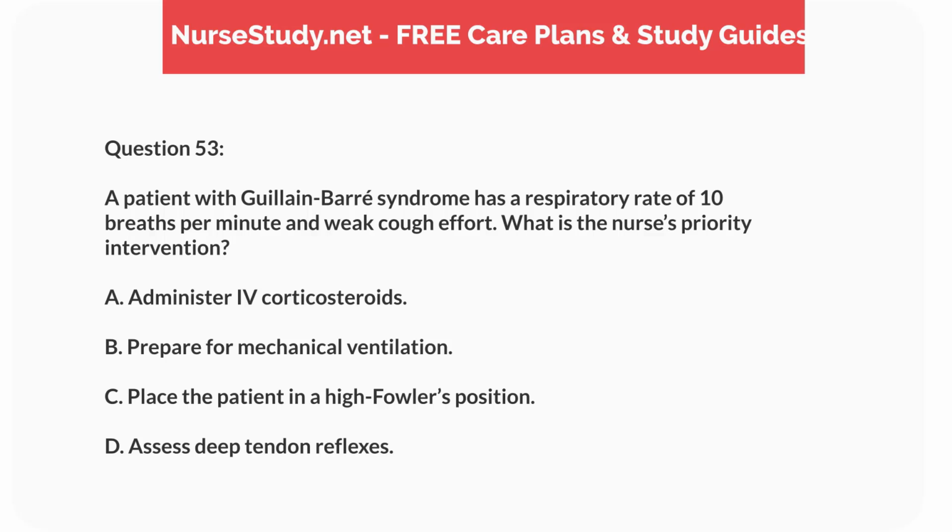A patient with Guillain-Barré syndrome has a respiratory rate of 10 breaths per minute and weak cough effort. What is the nurse's priority intervention? A. Administer IV corticosteroids. B. Prepare for mechanical ventilation. C. Place the patient in a high Fowler's position. D. Assess deep tendon reflexes.